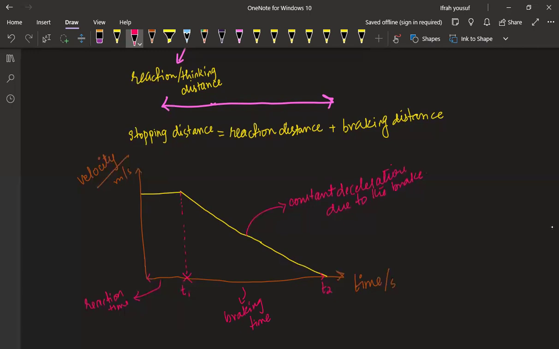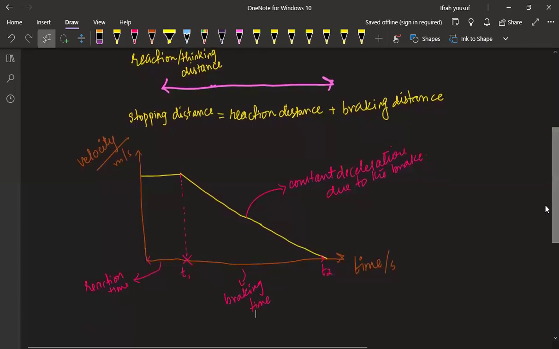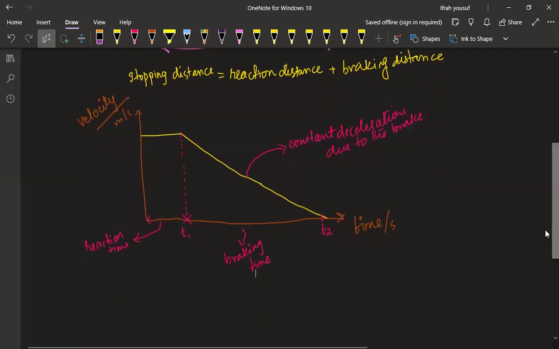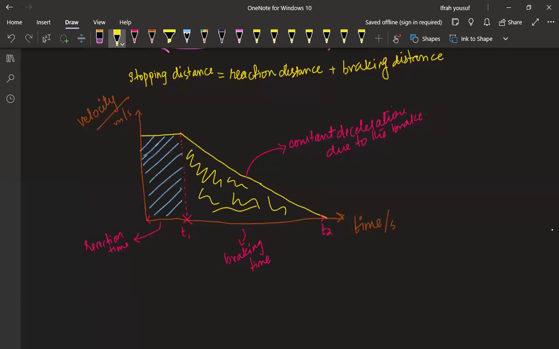Now, if I ask you how to find out the stopping distance from this graph, what are you going to do? You have to find the area under the graph. So you are going to find out the area under this region. The whole graph is going to be taken. So you have to consider this region first of all, and then you are going to consider this one. The area of these two regions has to be calculated, and then you are going to find out the stopping distance.